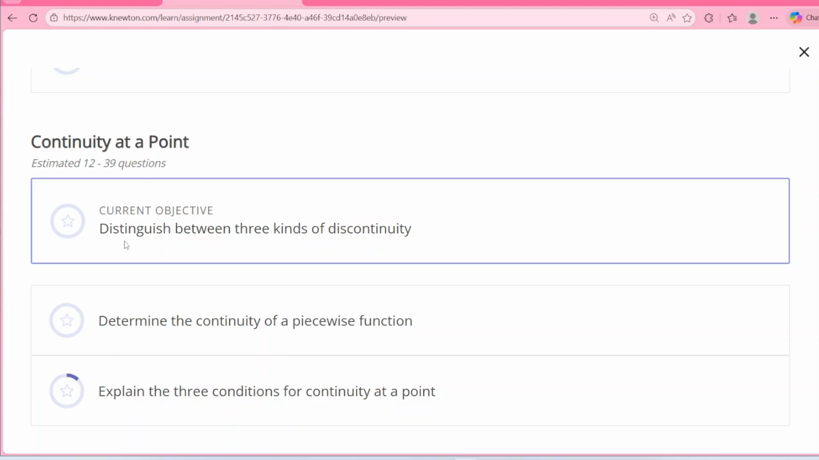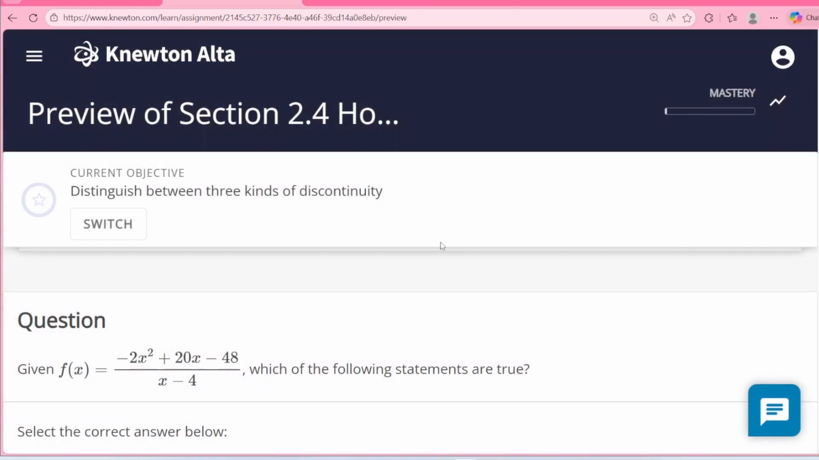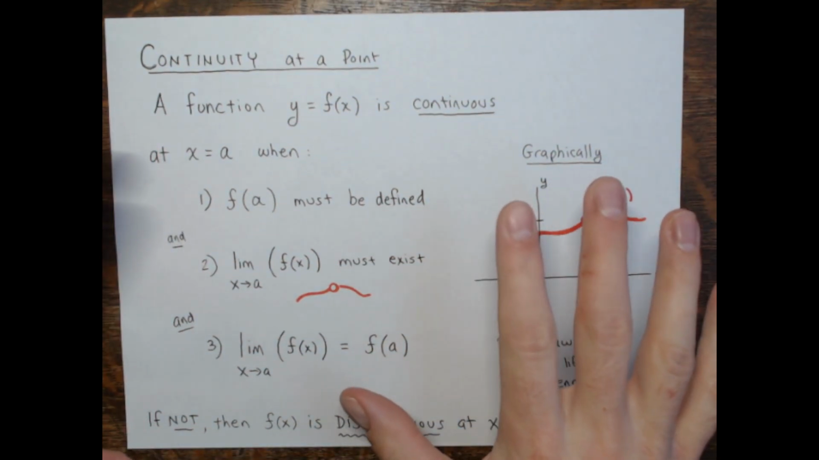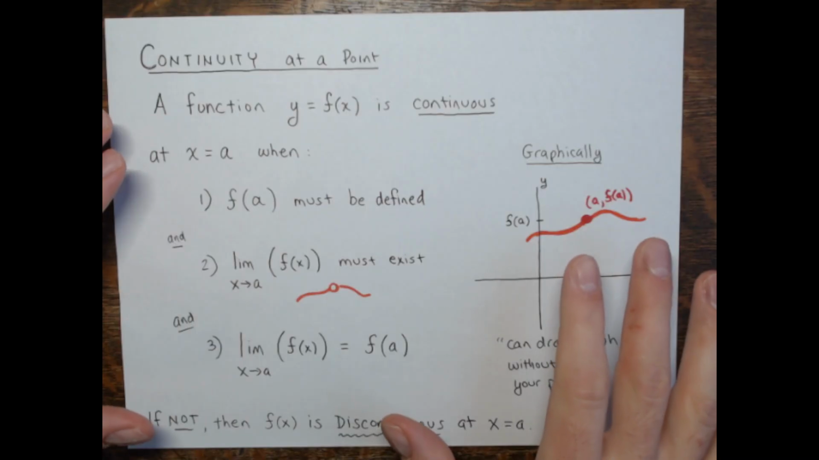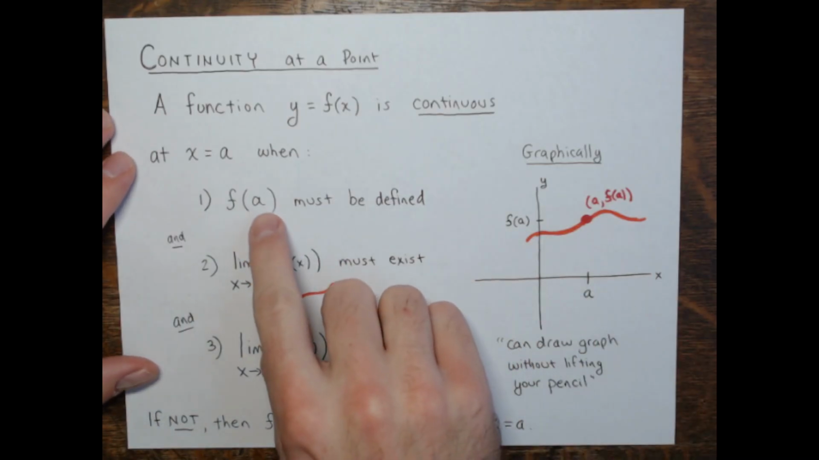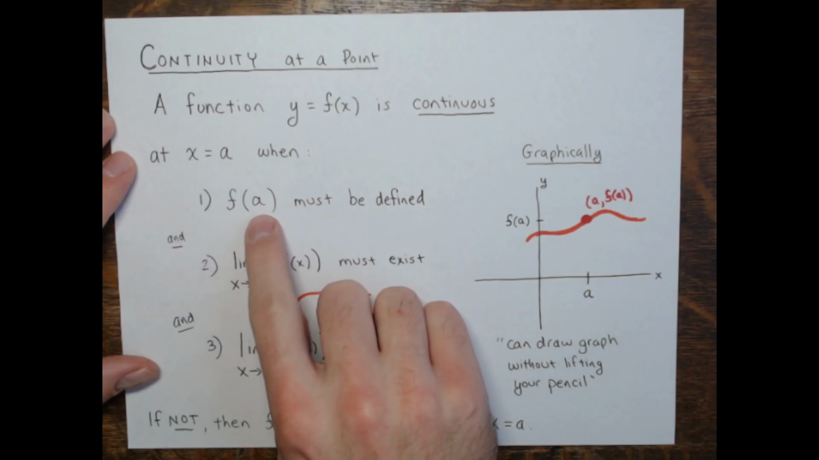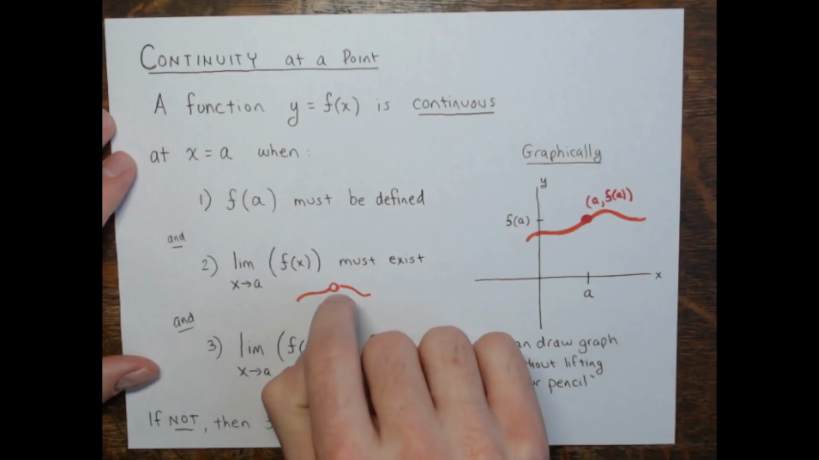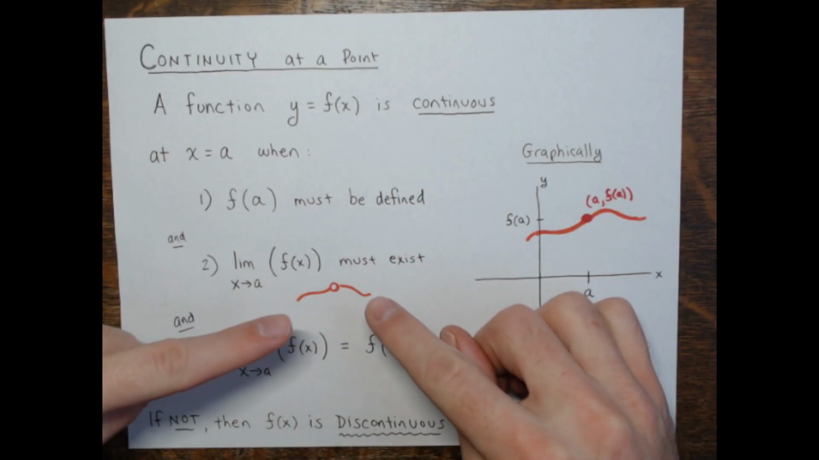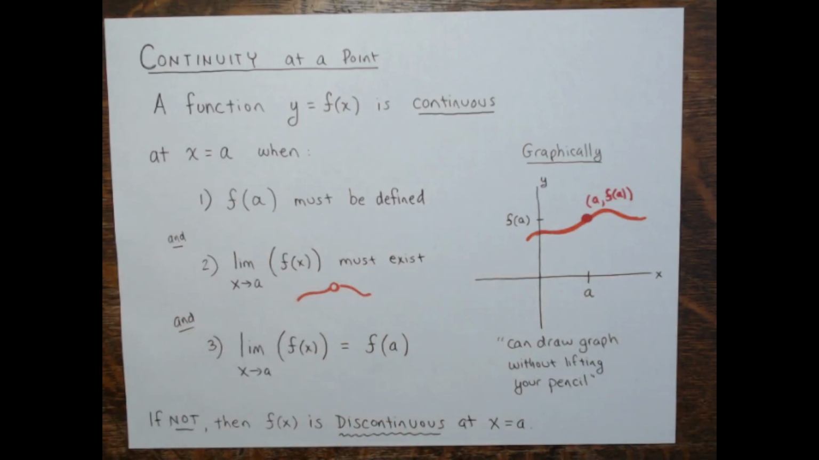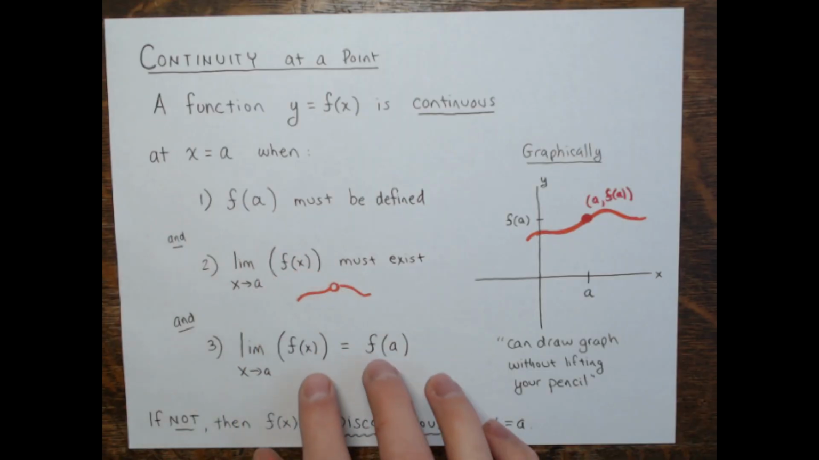So now I moved over to distinguish between the 3 kinds of discontinuity. All right, so back to explain what those are. I had up what continuity at a point meant. So back here, this is what it meant to be continuous at x equals a. The value existed at a, there was an output. The two-sided limit exists at a, the graph is approaching the same location from both sides of a, and these two values are the same thing.